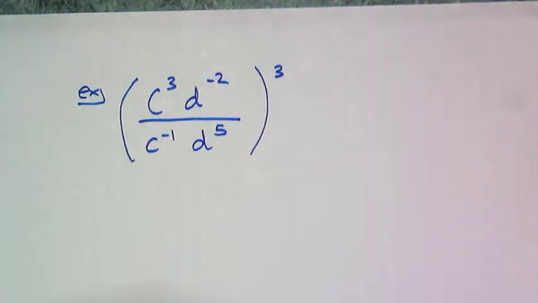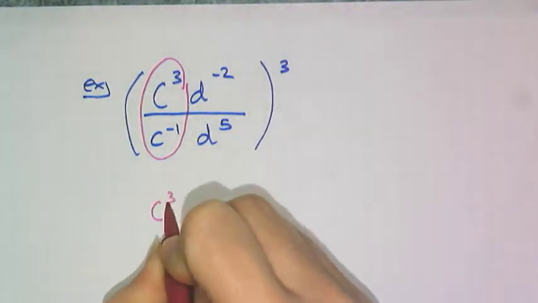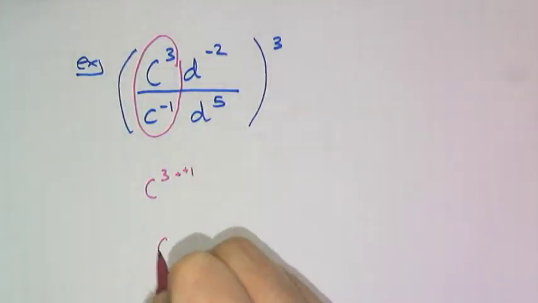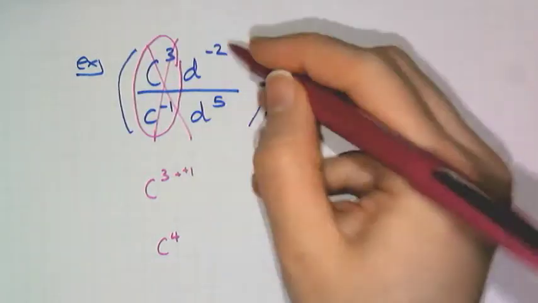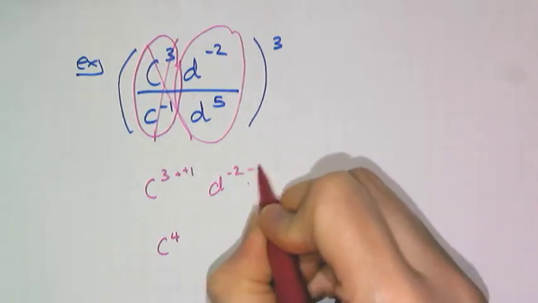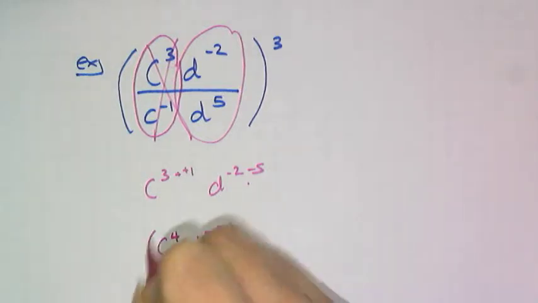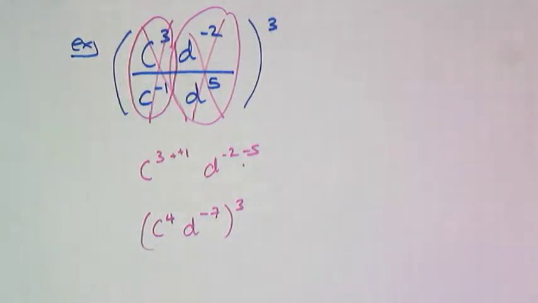And I'm going to do this one chunk at a time. I'm going to take care of the C's first. And so using the quotient rule, I have C cubed minus -1, which is the same thing as C to the 4th. And so that's gone. And then I look at this chunk, I have D to the -2 minus 5, which is D to the -7. And this whole thing is cubed. And so I took care of having multiple instances of a C and multiple instances of the D.